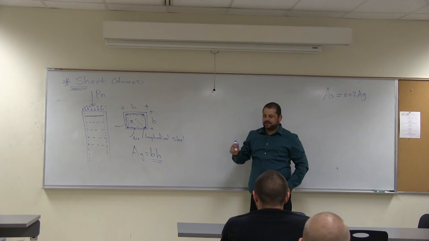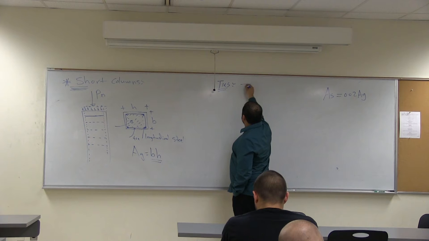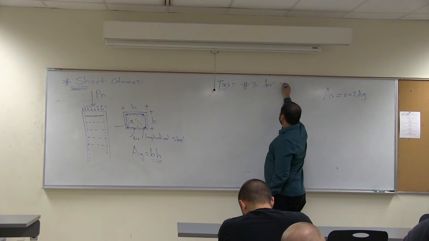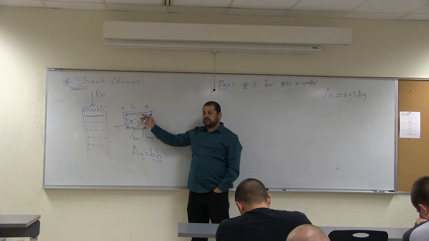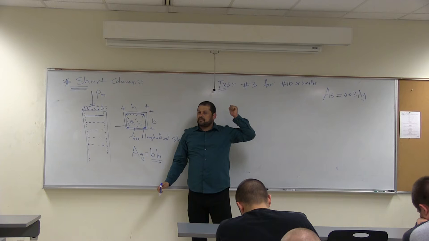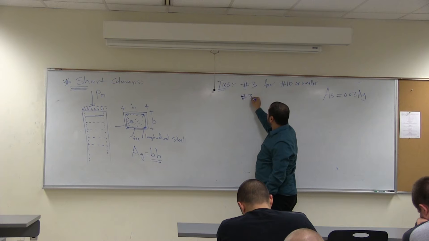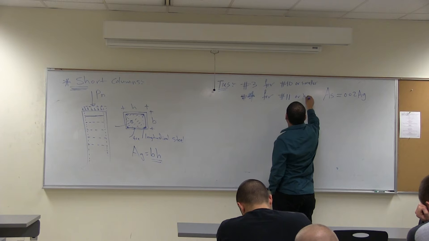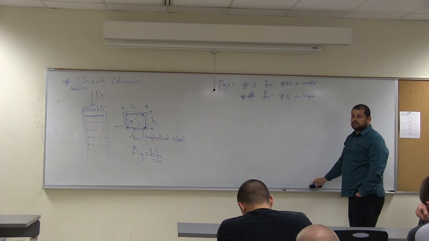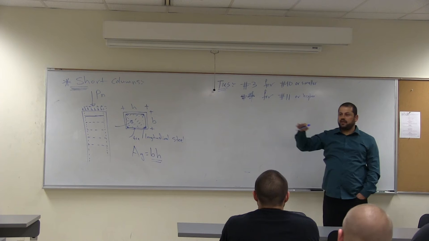Ties. Number 3 for what? For number 10 longitudinal bars or smaller. If the longitudinal bars are number 10, number 9, 8, 7, 6, whatever, use number 3, or number 4. This is the ties. I'm talking about the ties. These are the ties. These are the bars, the longitudinal bars. If the longitudinal bars are number 11 or larger, good? So we know the size now. You don't have to design it. We know it. Either number 3 or number 4.